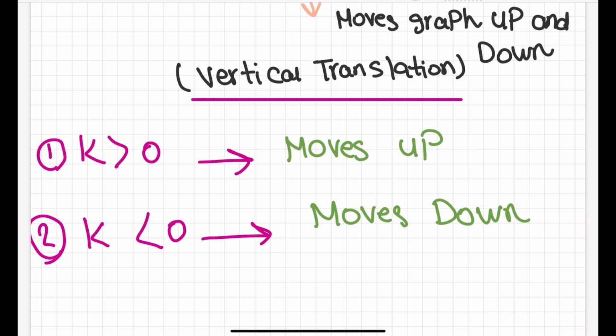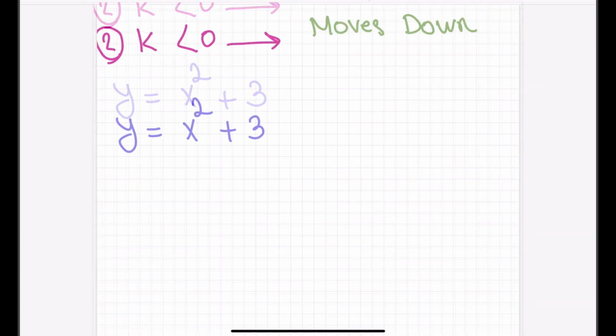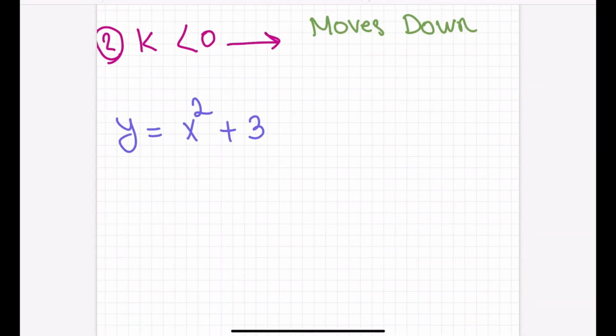So if I want to give you an example for this one, to graph it, this is going to be the example. I'm going to have y equals x squared plus 3. Okay, how are we going to graph this one? And you have to find your vertex too. Do you remember what the vertex was? Let's find the vertex in this form.